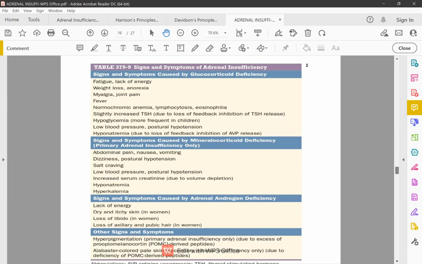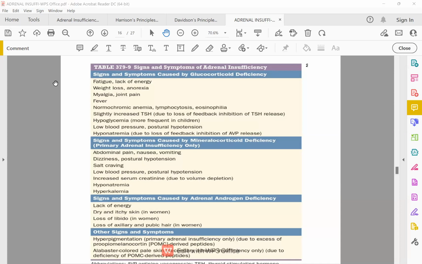Coming to signs and symptoms of adrenal insufficiency. The first one is glucocorticoid deficiency. The patient has features of fatigue, lack of energy, weight loss, anorexia, myalgia, arthralgia, fever, and anemia, that is normochromic anemia, lymphocytosis, and eosinophilia. There are increased TSH levels, and the patient has hypoglycemia, hypotension, postural hypotension, and hyponatremia. These are the features of glucocorticoid deficiency.